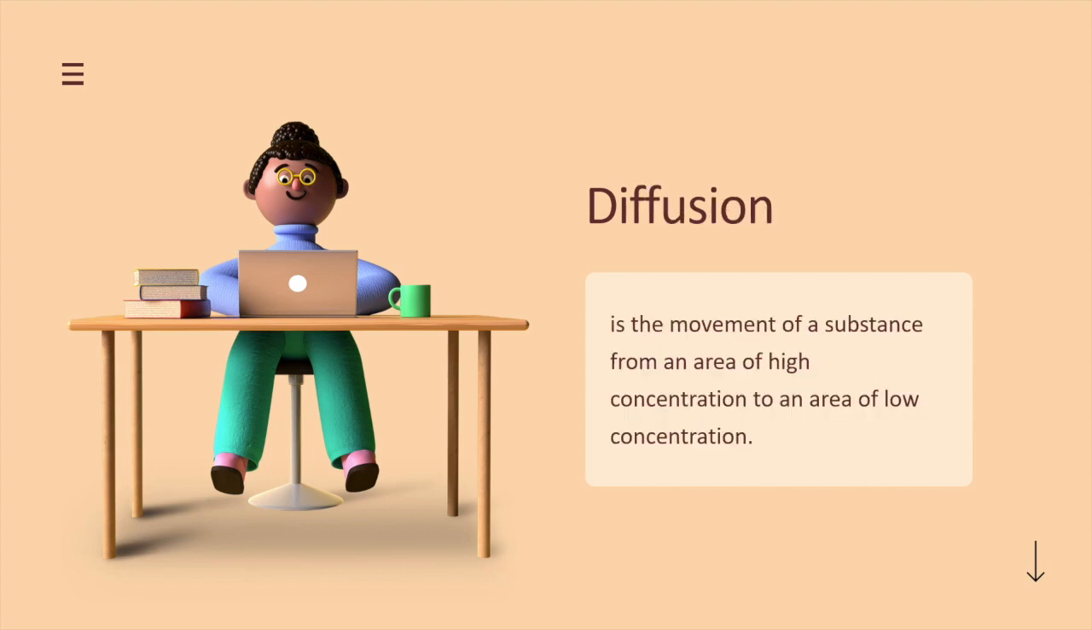Diffusion is the movement of a substance from an area of high concentration to an area of low concentration. So diffusion happens in liquids and gases because their particles move randomly from place to place. Diffusion is an important process for living things. It is how substances move in and out of the cells.